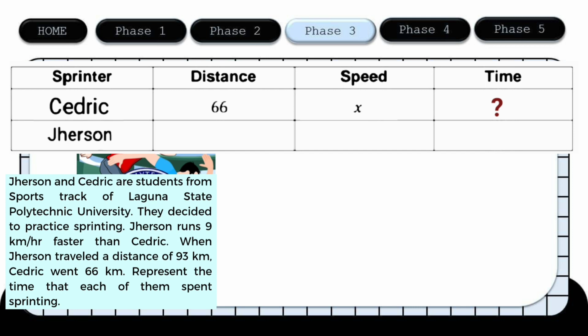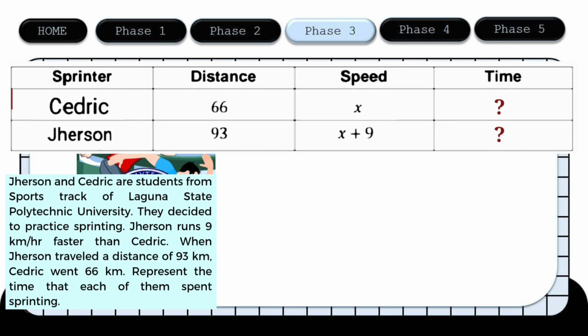Next, we have Gerson. Gerson covered 93 km. At ang kanyang speed, naka-indicate dito na he's 9 km per hour faster than Cedric. So, ilalagay natin na x plus 9. Kung si Cedric ang kanyang speed ay x, gagawin lang natin x plus 9 yung kay Gerson since nakalagay dito na he's faster than Cedric, 9 km per hour. And yung time, that's a question mark.